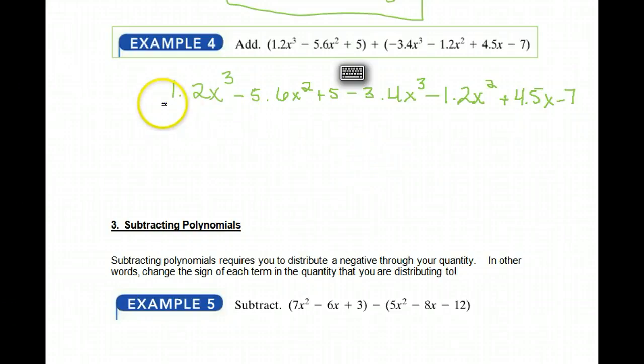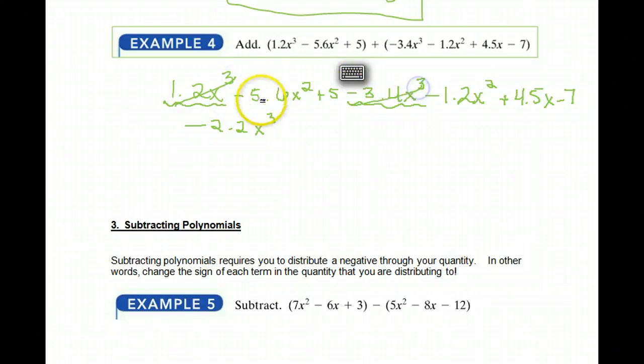Now we are ready at this point to start combining all of the like terms that we see. So we're going to start with our cubed terms. So we have 1.2x cubed minus 3.4x cubed. And you should get negative 2.2x cubed. Then you're going to move on to your squared terms.